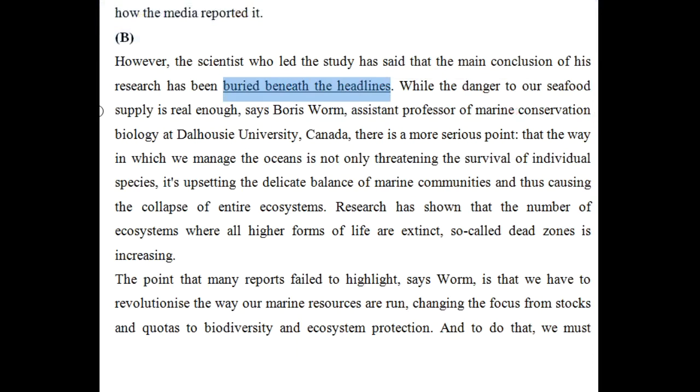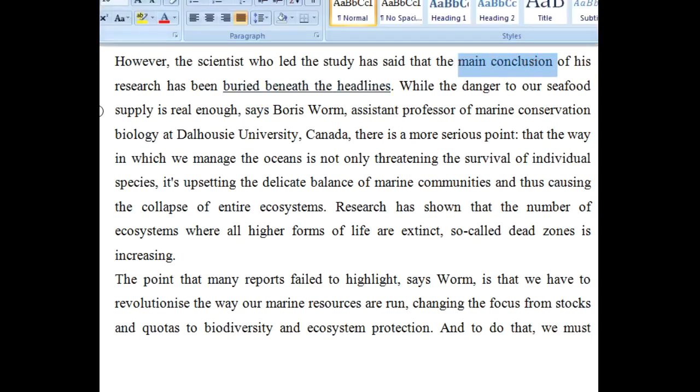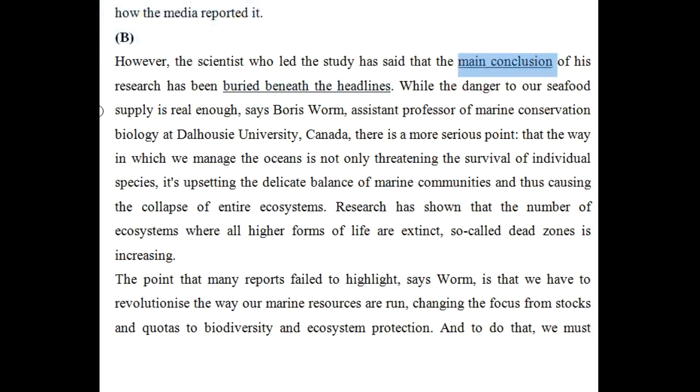There they were saying what the press has missed. So can you find what the press has missed? The scientist who led the study has said that the main conclusion of his research has been buried. Okay, so what they have missed is the main conclusion of this research. That means I'm getting the full answer here. And are they talking about the same thing?